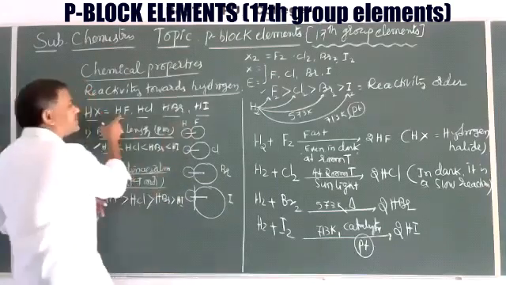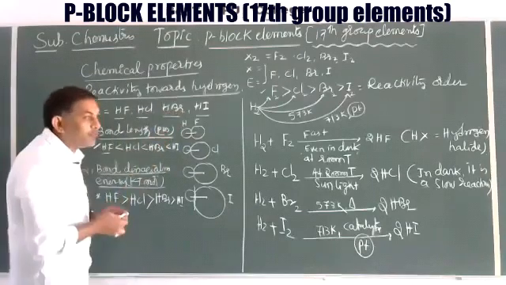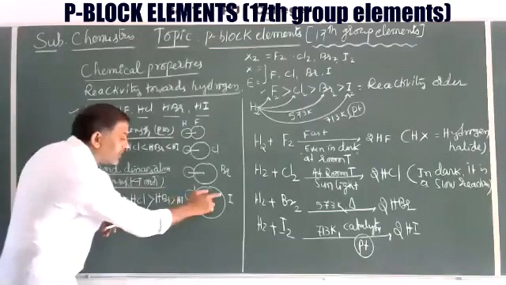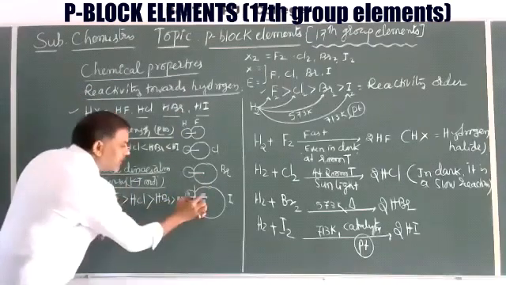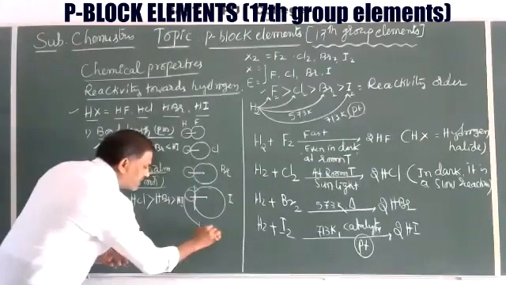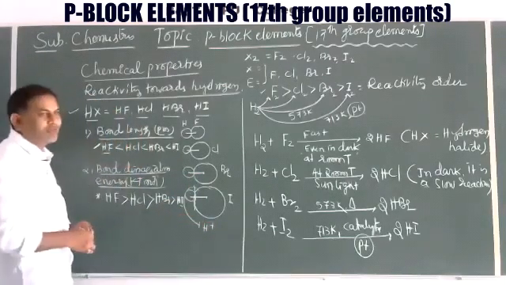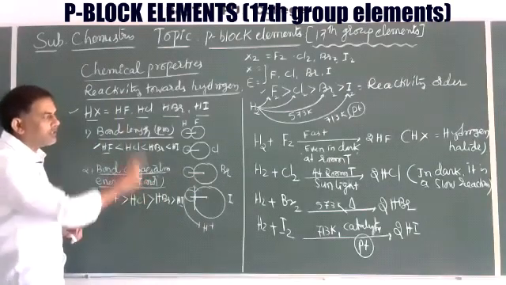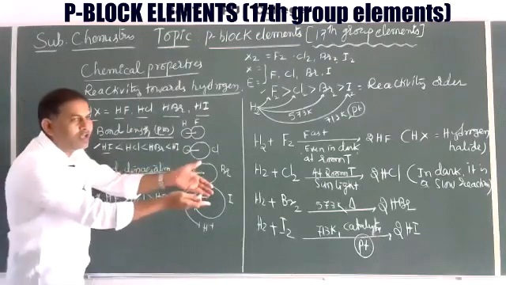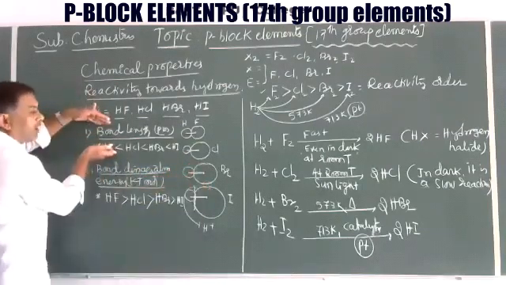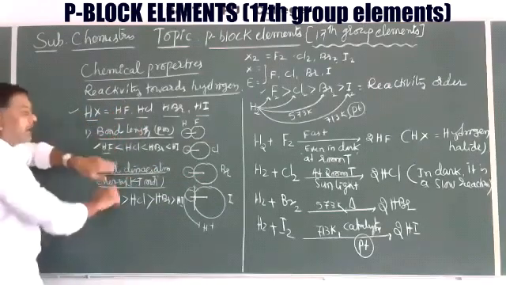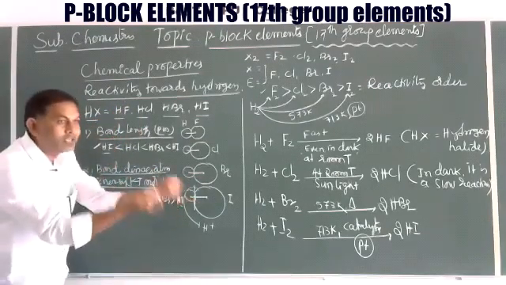Among HCl, HBr and HI, which readily produces H plus ions? Hydrogen iodide, because the bond length is more, so it is ready to break and readily produce H plus ions. Whenever such compounds participate in a chemical reaction, they are more acidic in nature. So whenever bond length increases, bond dissociation energy decreases and acidic character increases.